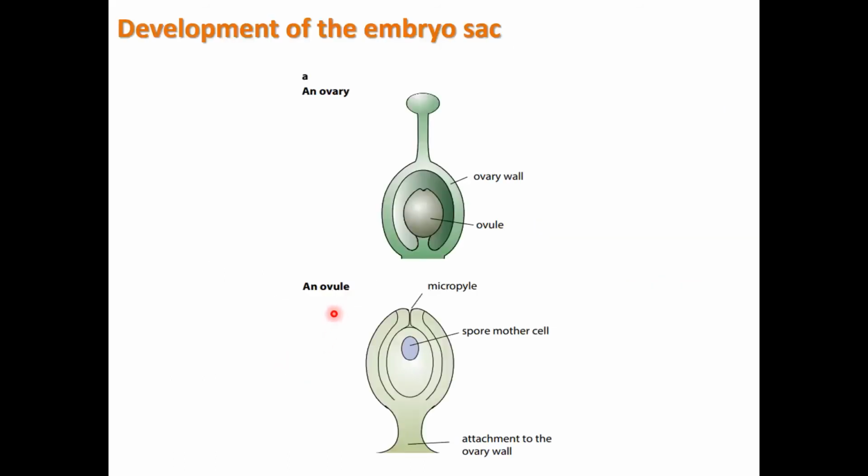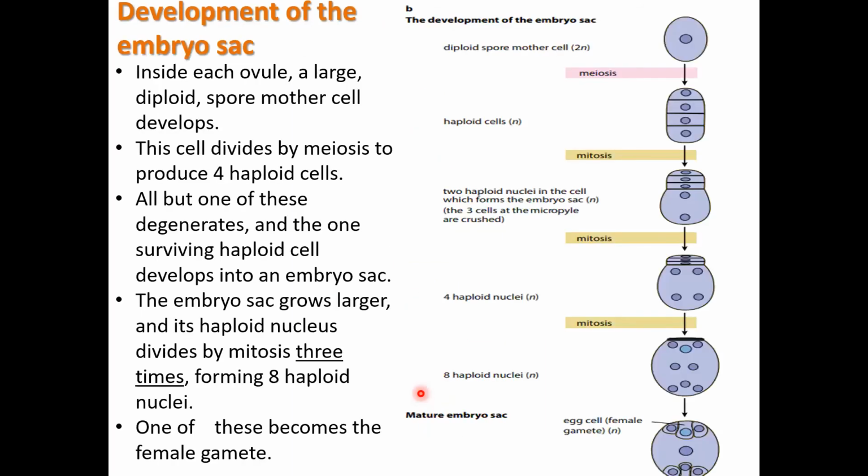All right, then here's another picture. So you can look at this part here, the stigma, this is the style, ovary, and then you can see like this is the ovule here, right? All right, then. So how the embryo sac develops here.